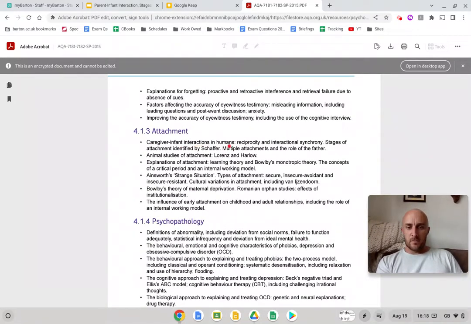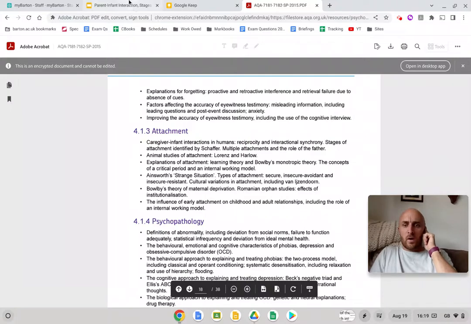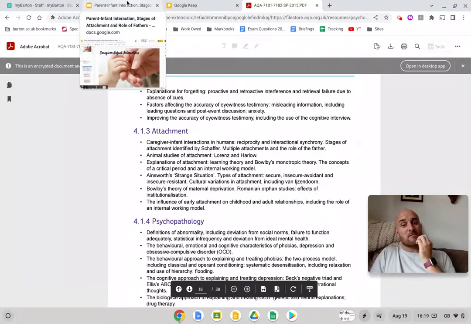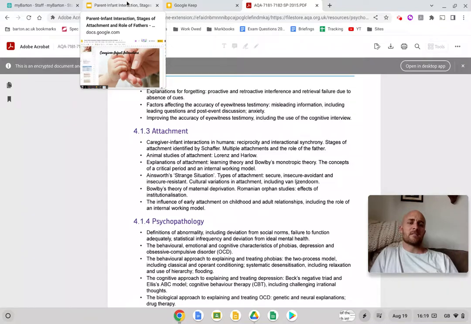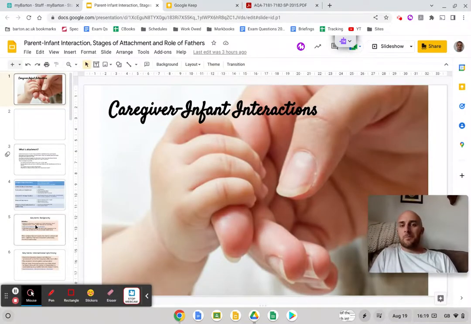Caregiver-infant interactions in humans. You need to know about reciprocity, and remember, any term that comes up in the spec, you can get a question on that. So reciprocity, you need to know. Interactional synchrony, you need to know. You need to know the stages of attachment identified by Schaffer, and you need to know about multiple attachments as well as the role of the father, who plays a very, very specific role in child rearing. So there's a lot we are going to cover today. There's one named piece of research. There's a lot of other pieces of research. So we might as well make a start.